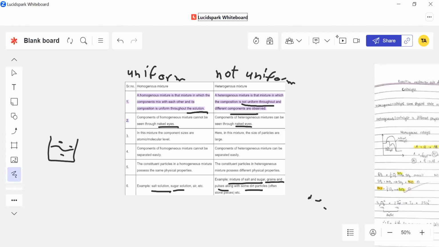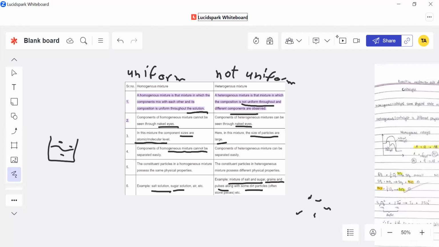So let's say you have sand and you throw in some sugar in them. You can clearly see the white sugar from the brown sand particles. So this is an example of heterogeneous mixture. So moving on, in homogeneous mixtures, the component size are at atomic level or they are very small. Whereas in heterogeneous mixtures, the size of particles are large. That is the reason you can see the particles with your naked eye.